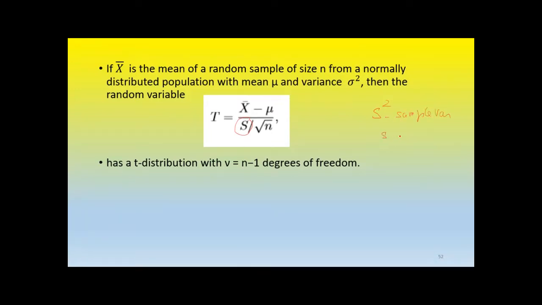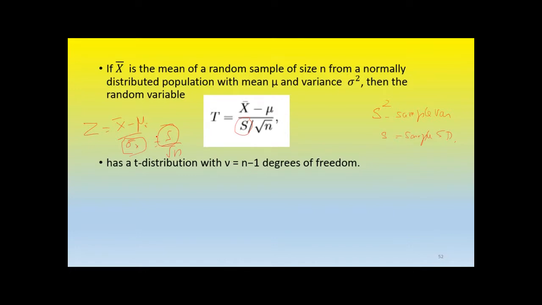So S is the sample standard deviation. So we have S over root n. In the formula of z, which is x bar minus mu x bar over sigma x bar, the sigma x bar can be found by using S over root n when the population standard deviation is not known.